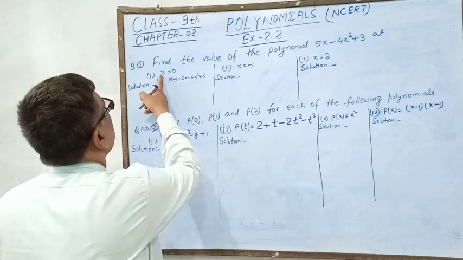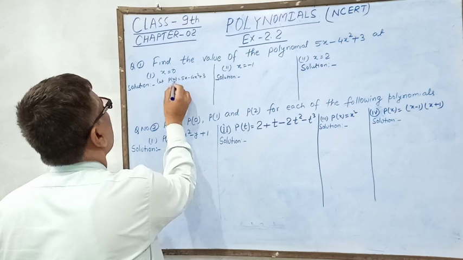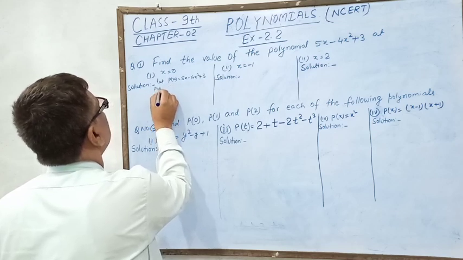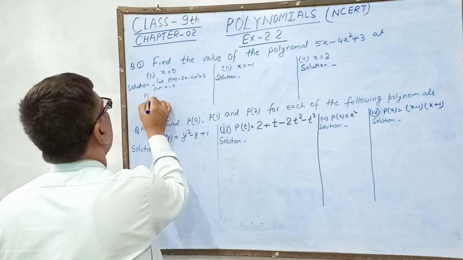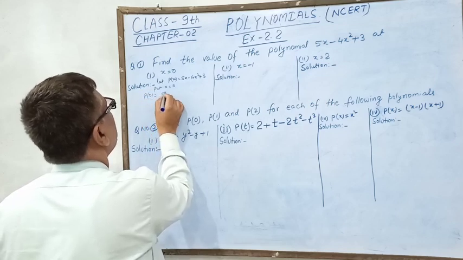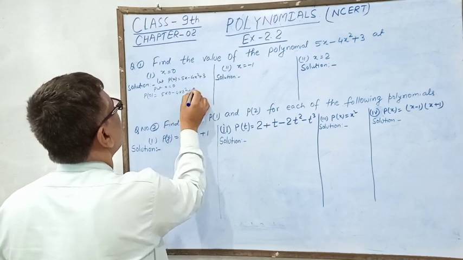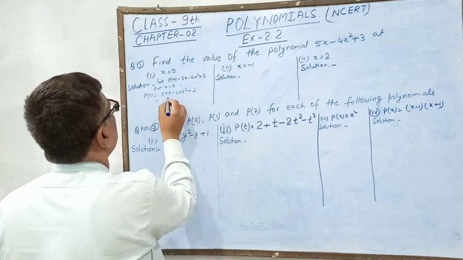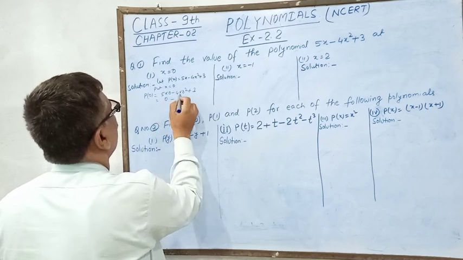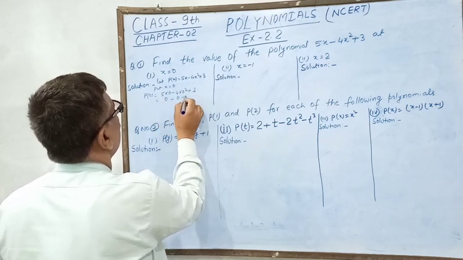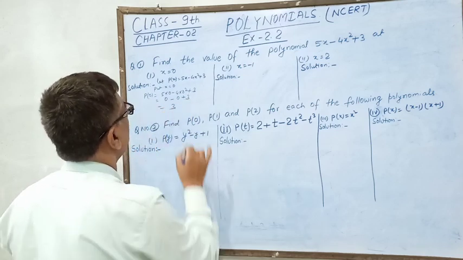And then we put the value of x 0. Okay. So put x equal to 0. P of 0 is equal to 5 into 0 minus 4 into 0 square plus 3. If you try to understand, 5 into 0, 0 होता है, 4 into 0 square, ये भी 0, plus 3. That means कि answer is 3.